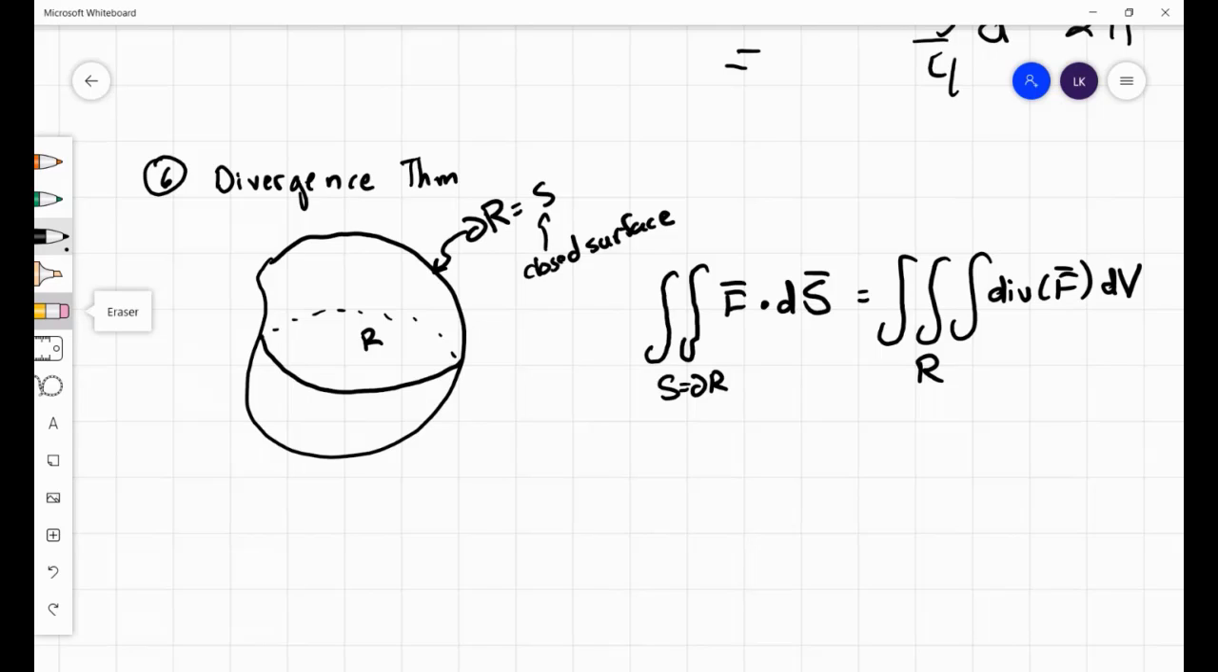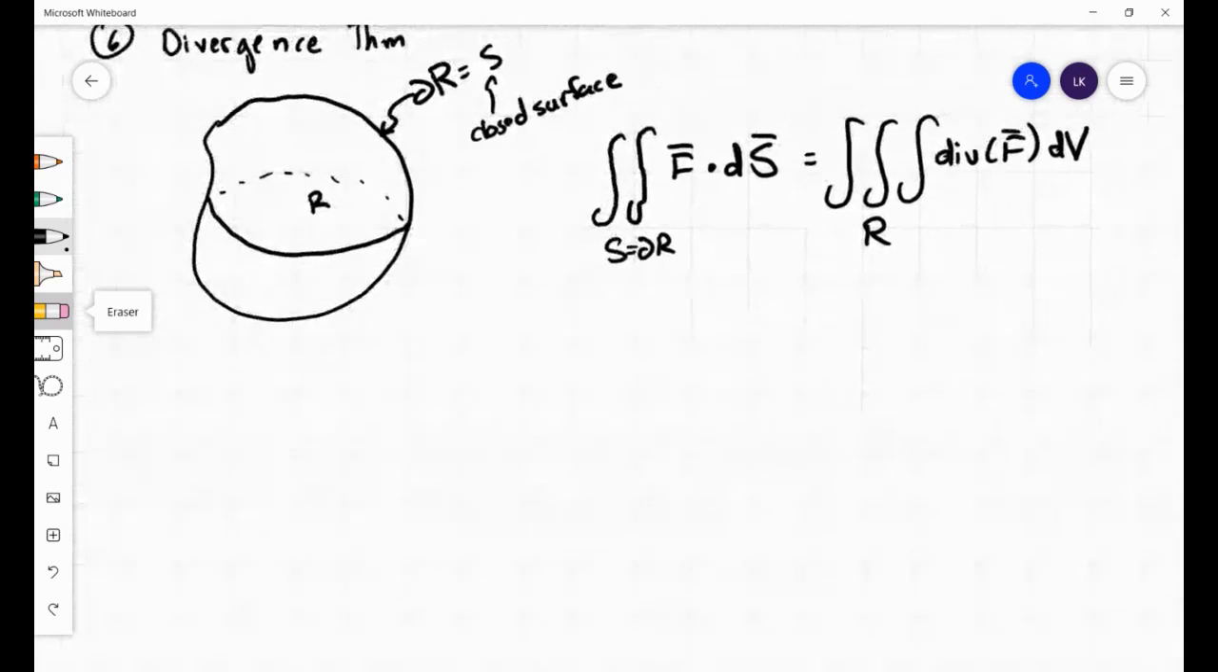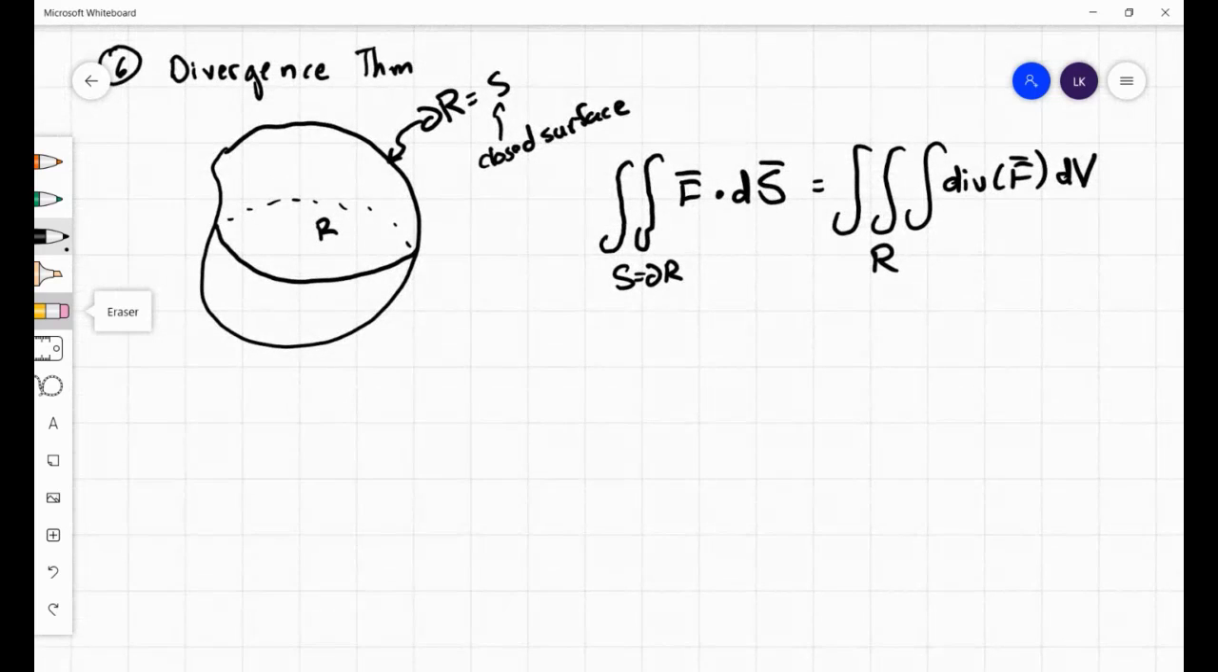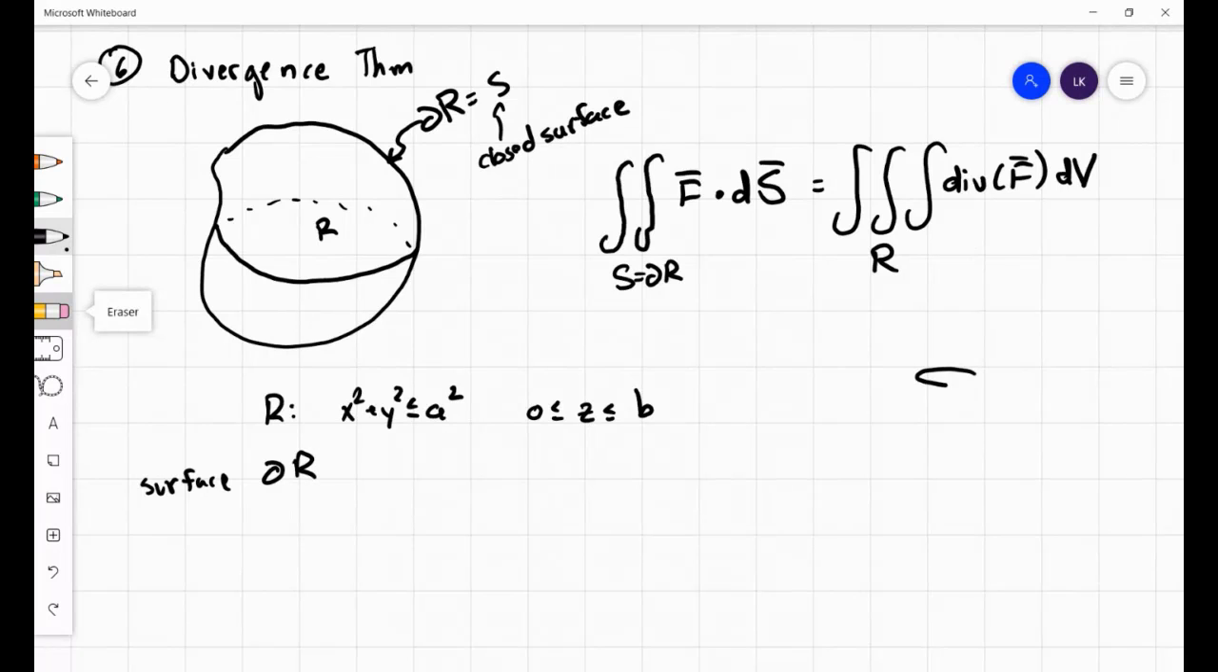Do we want to confirm it or just use it? Okay, so here's an example. Again, we go with a cylinder. Our region is going to be defined by a cylinder, again, this time z is between A and B. And what we want to look at is the surface, which is the boundary of that region. So we have a solid cylinder.